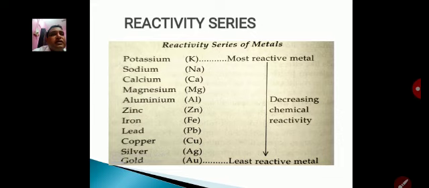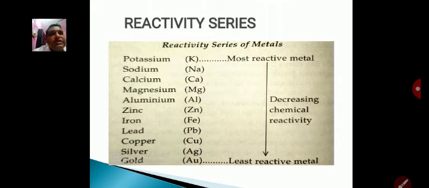In the reactivity series, the most reactive metal is potassium. That you have seen in this chart, the most reactive metal is potassium and the least reactive metal is gold. Potassium is the most reactive metal, so it has been placed at the top of the reactivity series. As we come down in the reactivity series, the chemical reactivity of metals decreases gradually.